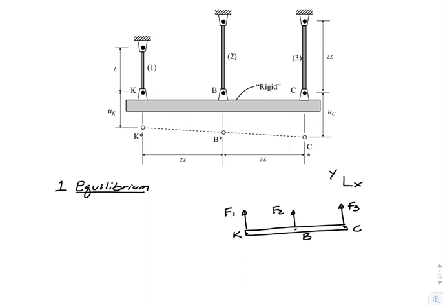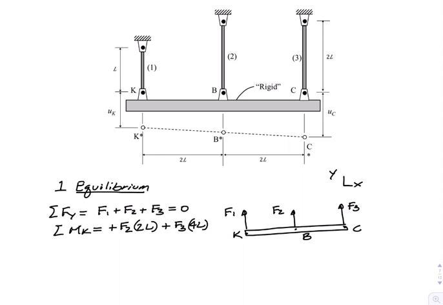So when I look at the bar and sum forces acting in y, I have F1 plus F2 plus F3, and that sum for equilibrium is 0. I'm going to write a moment equation about the left end there, K, which is going to give me F2 with a moment arm of 2L, in the plus K. I have F3, which has a moment arm of 4L, also plus K. And that is equal to 0 for equilibrium. So we have equation 1 and equation 2.